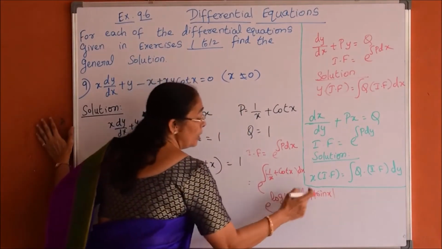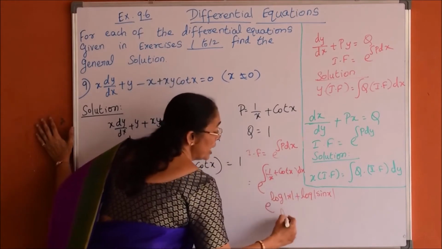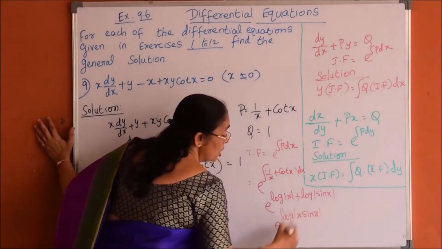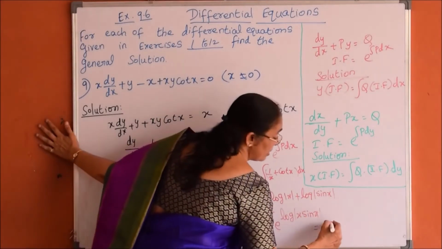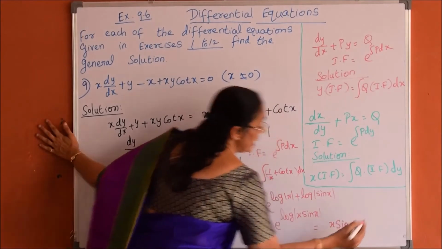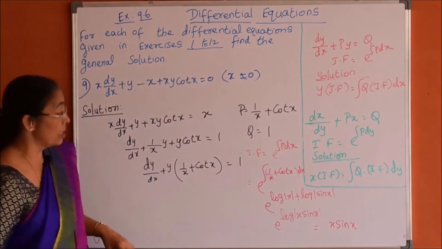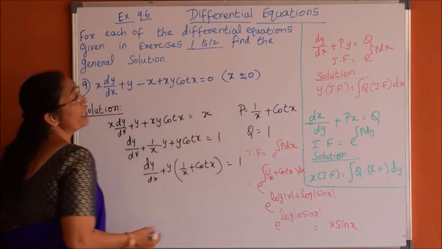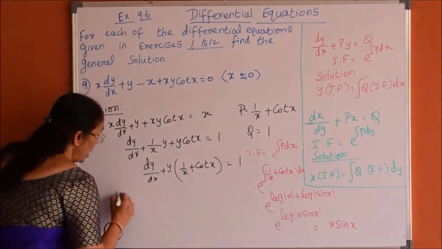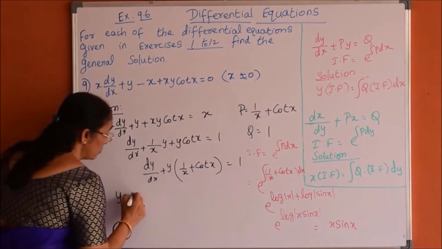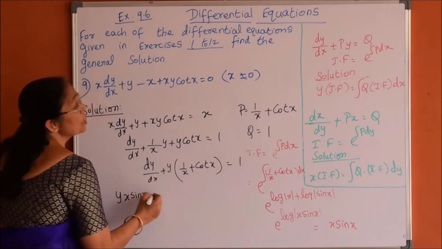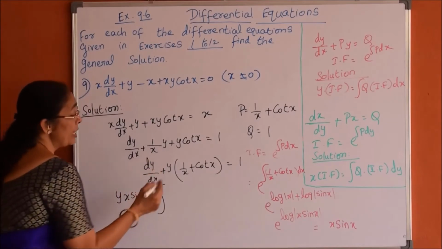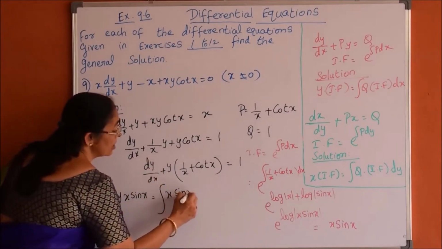Now e power log a plus log b is e to the power of log ab, so e power log x sin x is nothing but x sin x. So our integrating factor is x sin x. We got the integrating factor, therefore our solution is y into integrating factor, that is y into x sin x, is equal to integration of Q into integrating factor, Q function is 1, so 1 into x sin x dx.